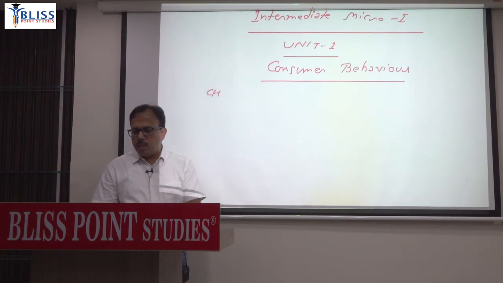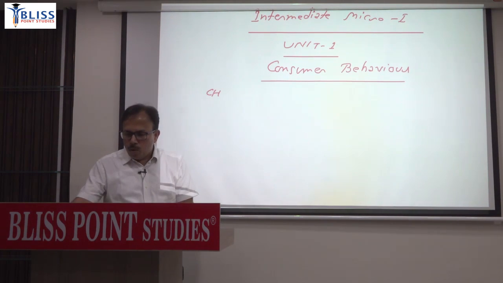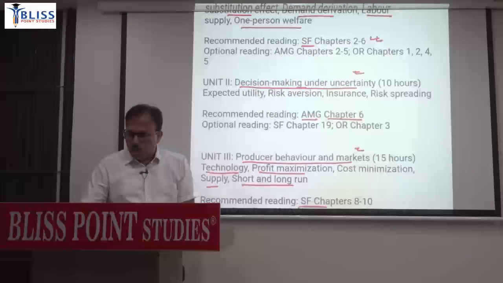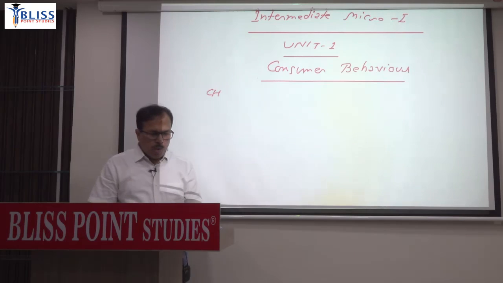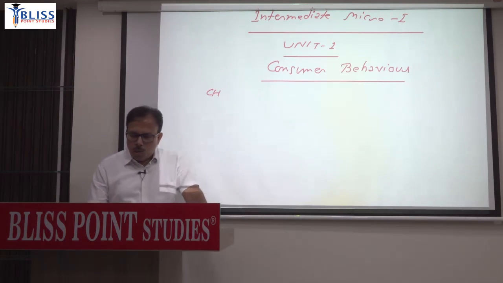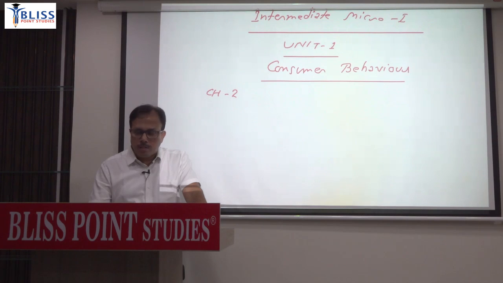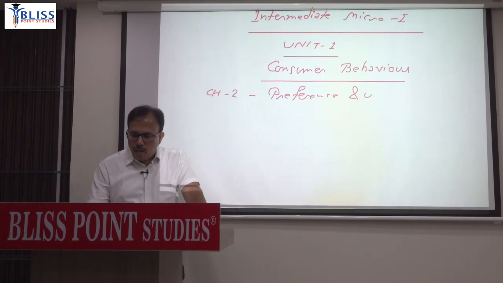So the syllabus is basically you have to cover chapter number 2 to chapter number 6. So chapter number 2 is preference and utility. Just write down the content for this first unit. Chapter number 2 is preference and utility.